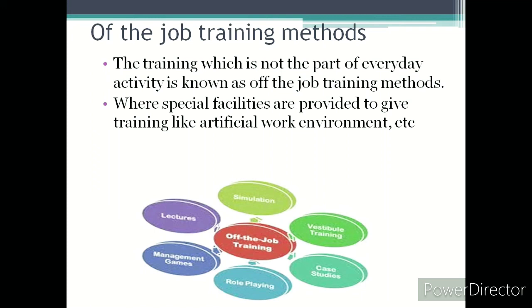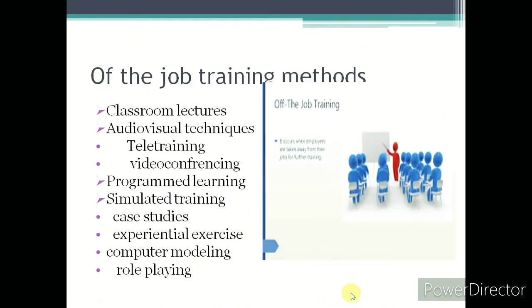Now we will discuss off-the-job training methods. Training which is not part of everyday activity is known as the off-the-job training method, where special facilities are provided to give training, like an artificial work environment, etc. This diagram shows the parts of the off-the-job training method, like lecture, simulation, vestibular training, and etc.